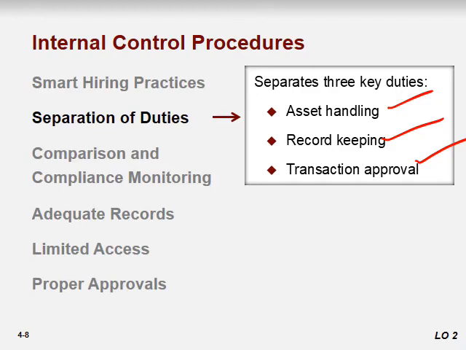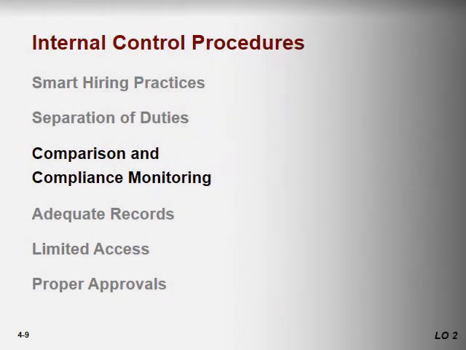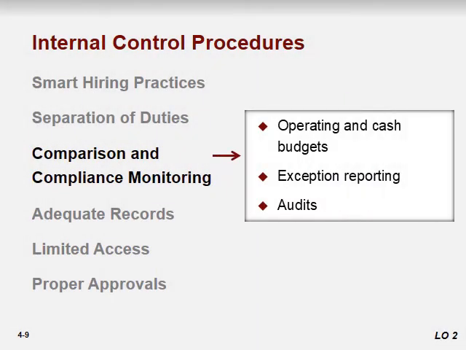And the third one is comparison and compliance monitoring. No person or department should be able to completely process a transaction from beginning to end without being cross-checked by another person or department. One of the most effective tools for monitoring compliance with management policy is the use of operating budgets and cash budgets.